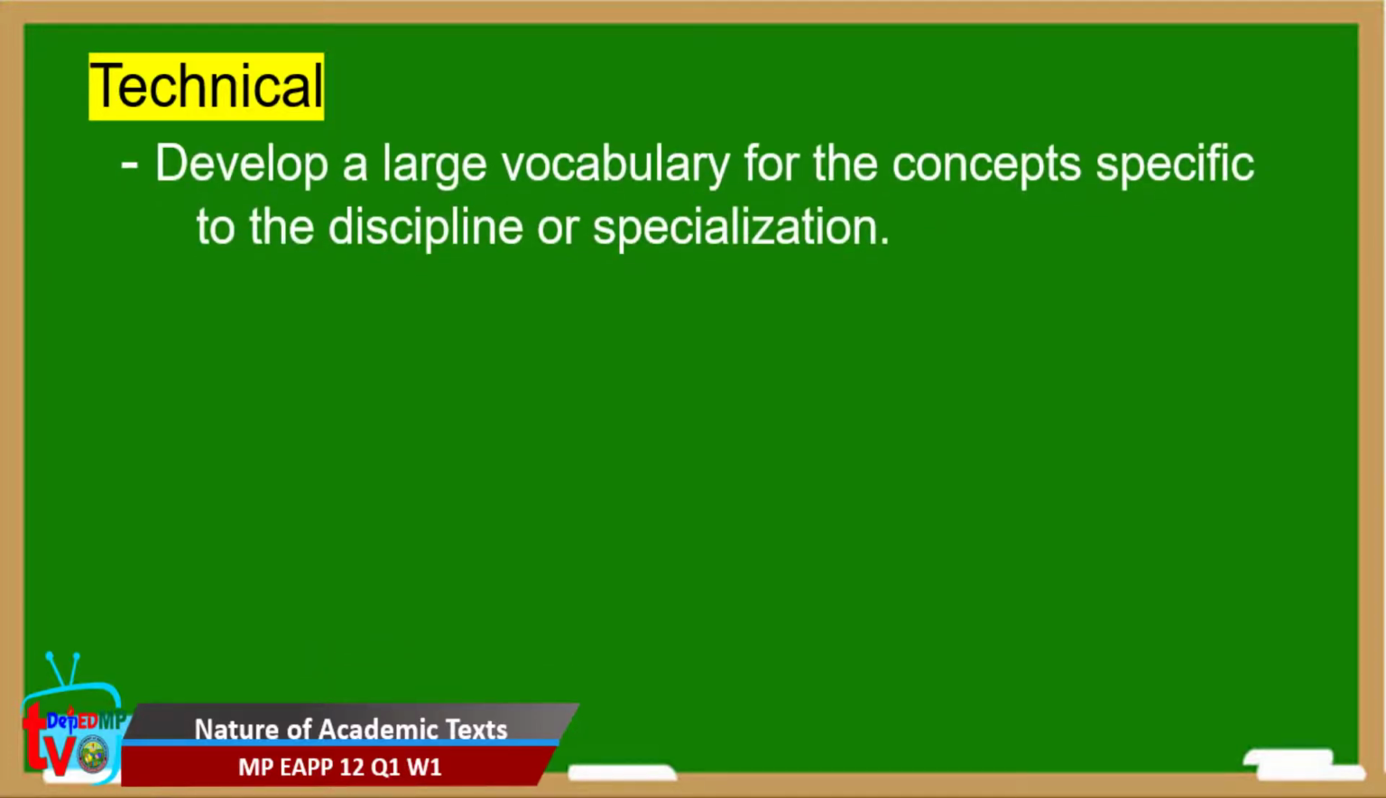Another feature of academic writing is that it is technical. Academic writing uses vocabulary accurately. Most subjects have words with narrow, specific meanings. In academic writing, you need to be accurate in your use of vocabulary. So choose the appropriate word to be used for that specific discipline.